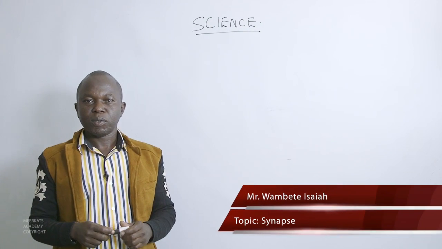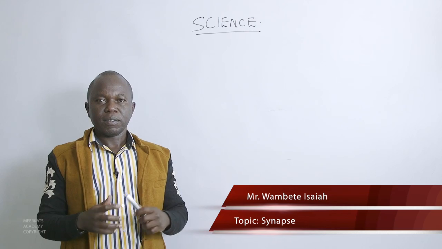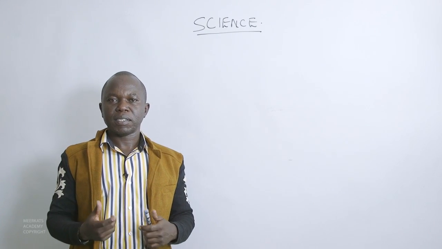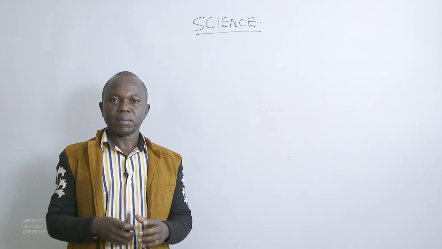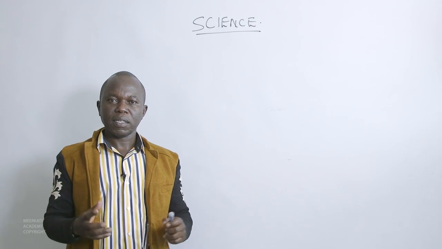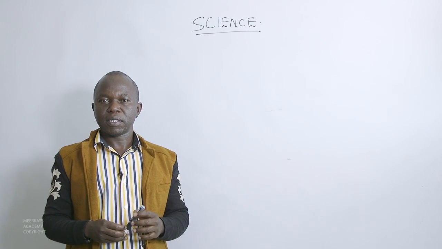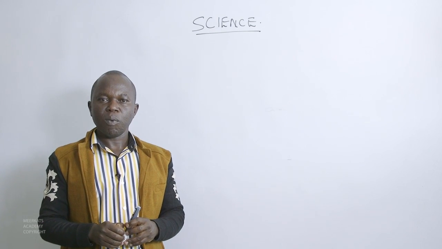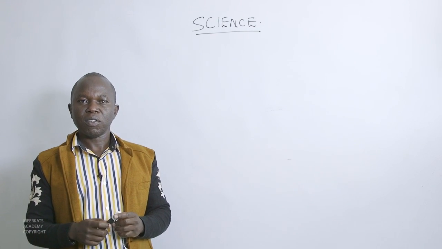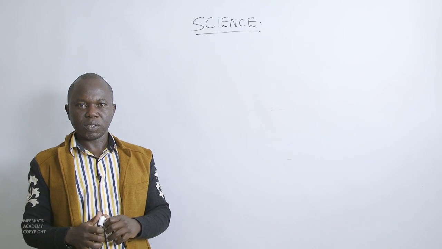Hello there, welcome once again to our science lesson. We have been on a journey of trying to understand our systems, and for the systems to work together, we have always said that there must be a coordination. Coordination can only arise through the nervous system, and the nervous system works on a basic structural unit, which is the nerve cells or the neurons.